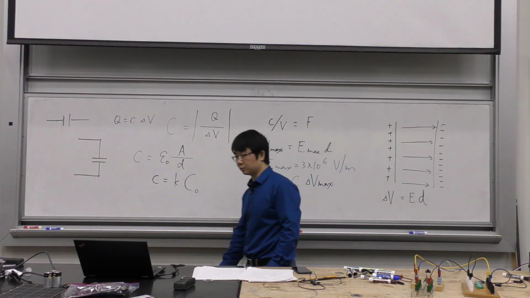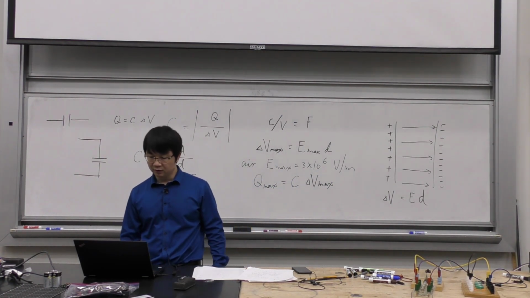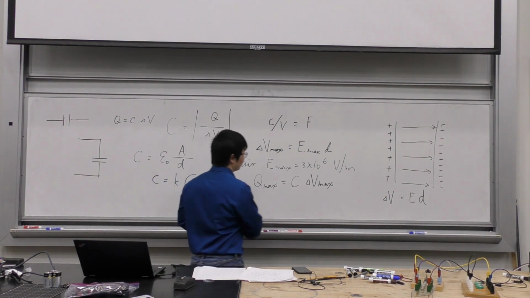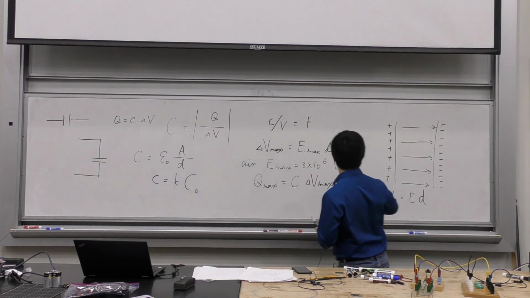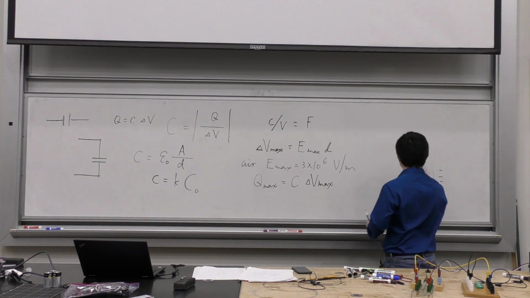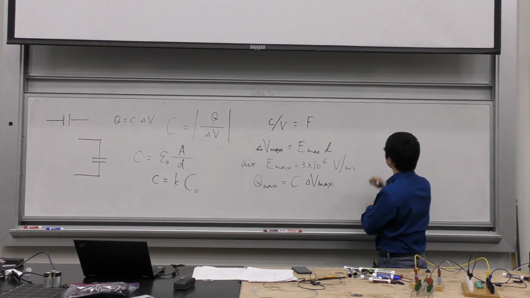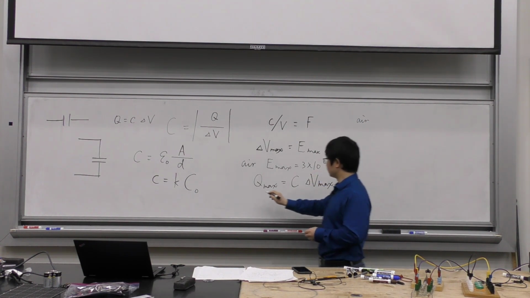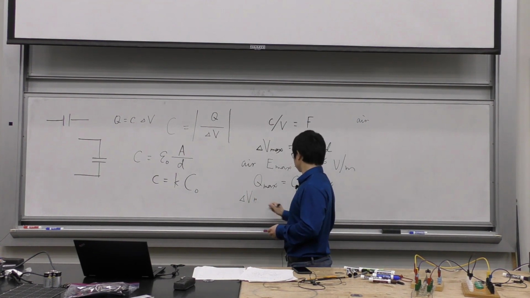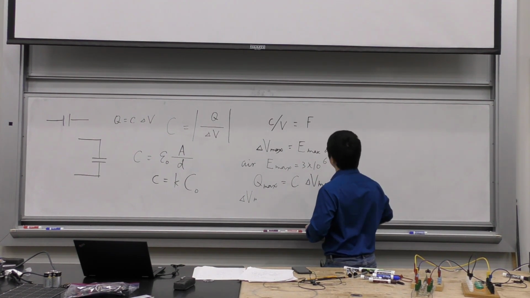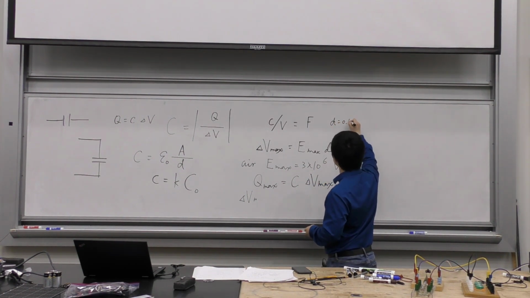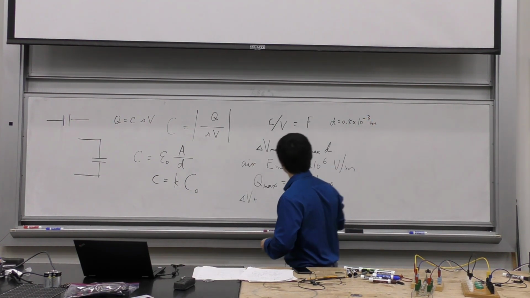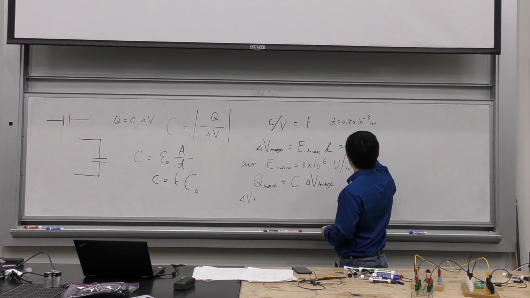All right, so now you can pause the video and find the two numbers. All right, so for the air, we found that because air, the E max is this, right? So the V max, I'm just going to write it here. And the distance from the problem is 0.5 millimeters, so multiply by 10 to the minus third. Yes. So this is 15,000 volts.